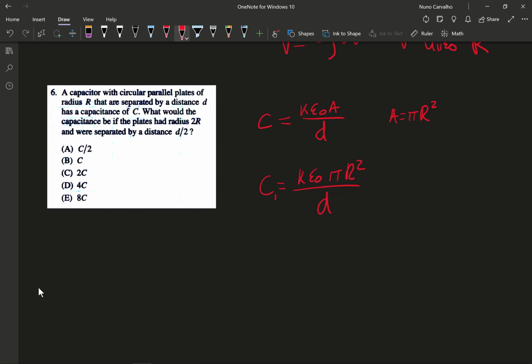And so let's just imagine this is the first capacitance. How does the second capacitance compare? Well, we are going to be doubling the radius, which means we actually have to multiply the top by 4, right? Because we have 2r and we square it. So we're left with this. And then the distance, we're halving it. So like that, which really is to say that we're actually going to multiply the top by 8. And so that means that C2 is going to equal 8 times C1. And so the correct answer is E.